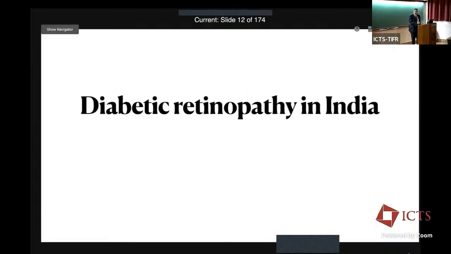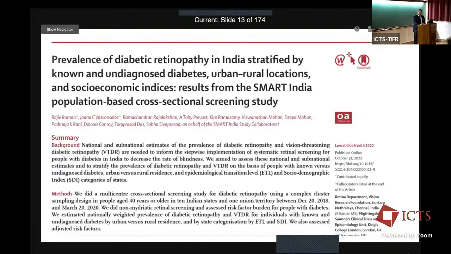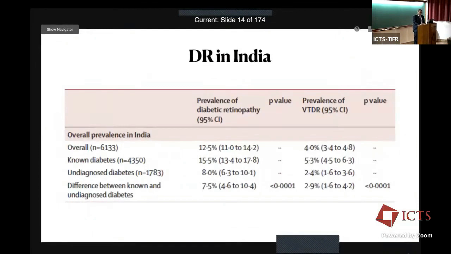Now, coming to diabetic retinopathy in India. So diabetes, when it affects the back part of the eye, the retina, it causes changes called diabetic retinopathy. This is one of our recent studies which got published looking at diabetic retinopathy across 20 sites in India. The overall prevalence of diabetic retinopathy is about 12% in people more than 40 years.